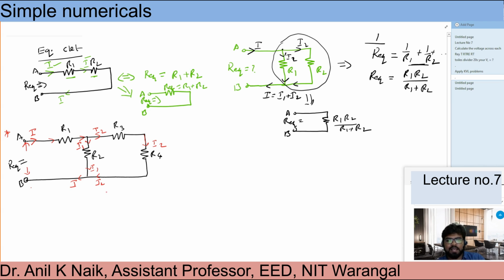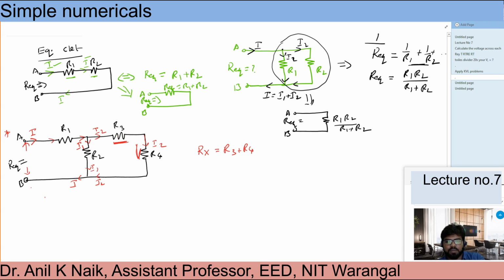From these current directions, I can find which elements are connected in series and which elements are connected in parallel. If you start from here, in R3 and R4 the same current is flowing, so I can add these two elements. That is, Rx is equal to R3 plus R4. So this is the value for this particular branch.